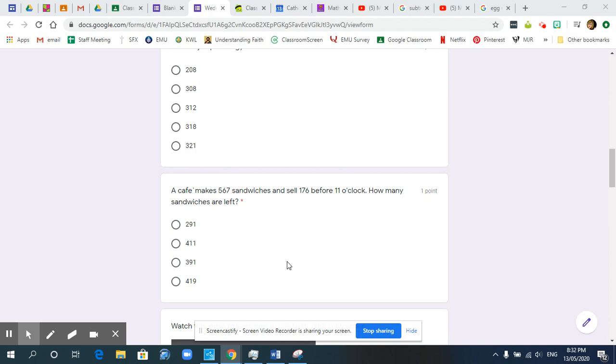A cafe makes 567 sandwiches and sells 167 before 11 o'clock. How many sandwiches are left? Use that jump strategy in your number lines to try and figure out which one of these could be correct.